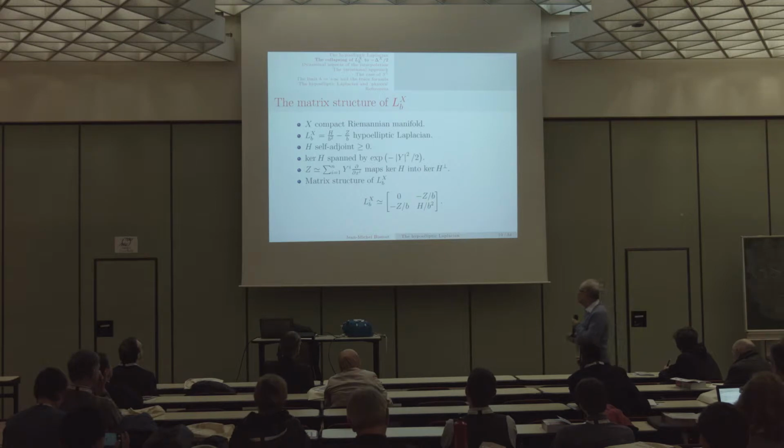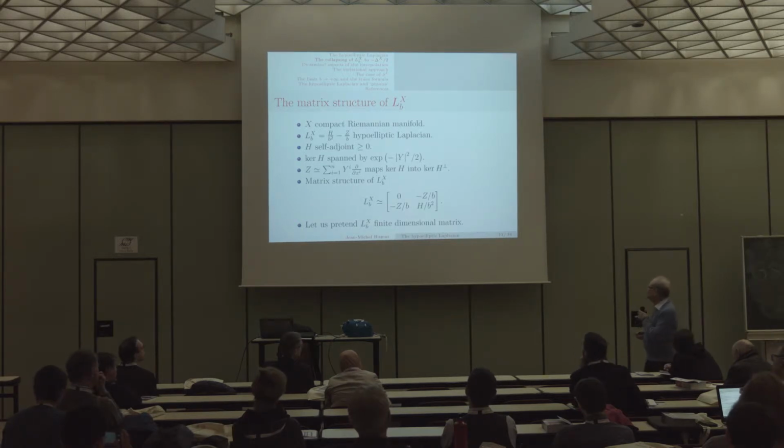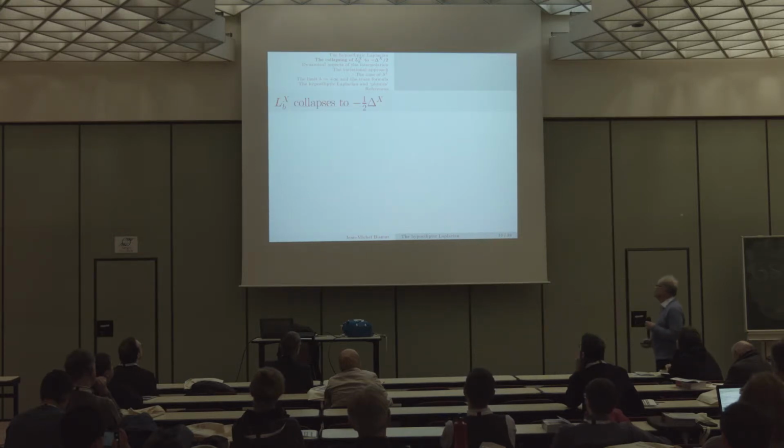So what we will do is pretend that LBX is just a finite dimensional matrix. Forget about this as being differential operators. Let's take H to be a finite dimensional matrix, non-negative, whose kernel is one-dimensional, and having this structure. So we will pretend this for the moment.